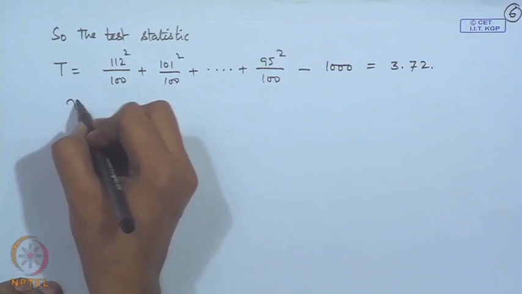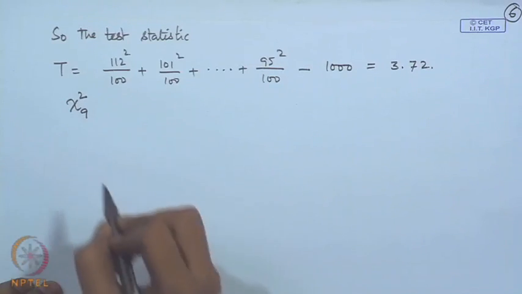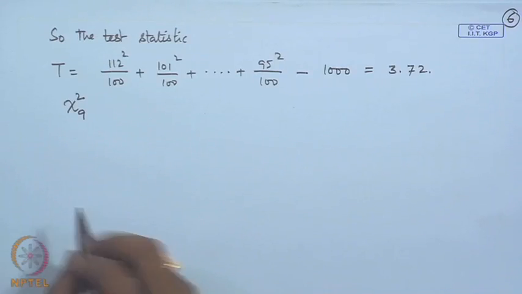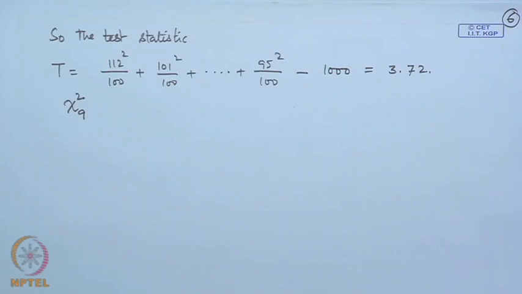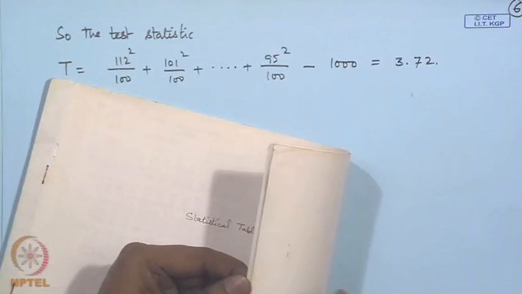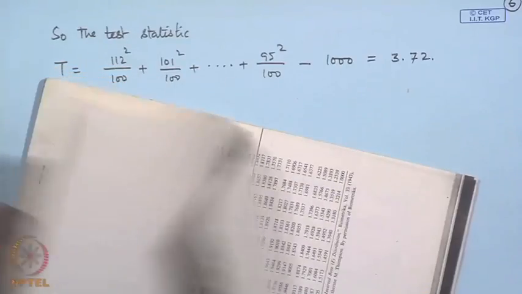Now, we need to look at the value of chi-square on 9 degrees of freedom at alpha level of significance. Now, you can see the tables of chi-square distribution. So, I will show from here.